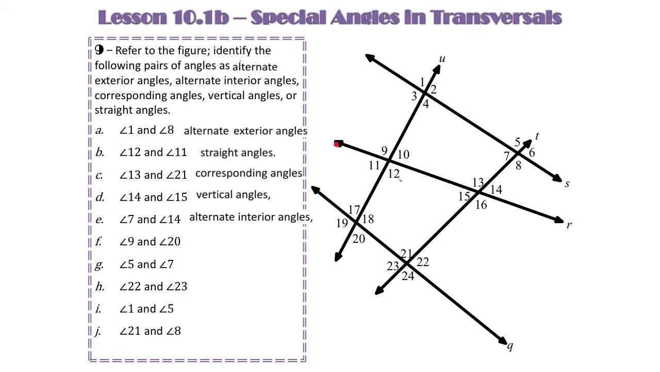So next up, we got 9 and 20. Here's 9, here's 20. Again, we're ignoring all the rest of those lines. So while this may not look like it is, these are both on the exterior, and they're on opposite parts, so this would be alternate exterior angles.